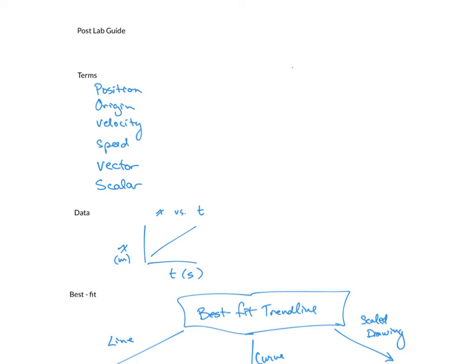All right, here are some of the details that you need for writing the PostLab guide for the electric car. There are 6 terms that we have talked about since we did this lab that apply to this situation: position, origin, velocity, and speed, which are different, and then a vector quantity and a scalar quantity. Quickly, are there any questions about what is being referred to by any of these terms? Is there one that would be helpful to go over?